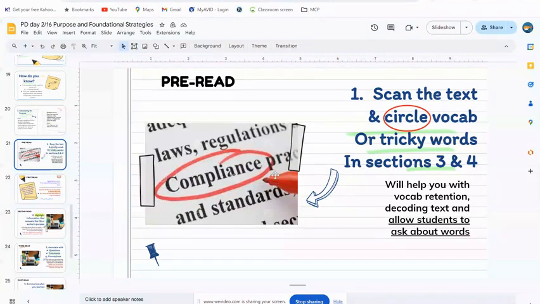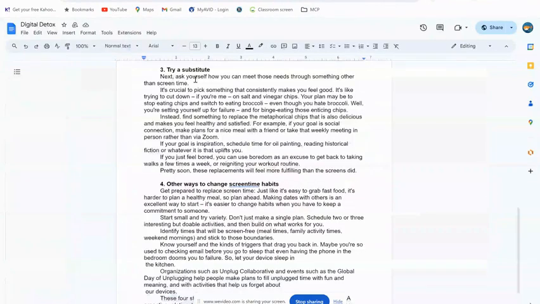So pause the video right now. Go back to your article, look at sections 3 and 4, and just circle words that you think might be vocabulary words or words that trip you up. So I would definitely circle metaphorical. Now, if you notice, I'm not reading the text. I'm just skimming, and I'm circling words like inspiration until my teacher tells me that it's time to move to the next step.